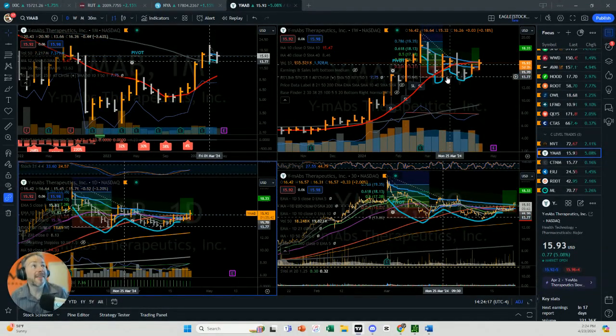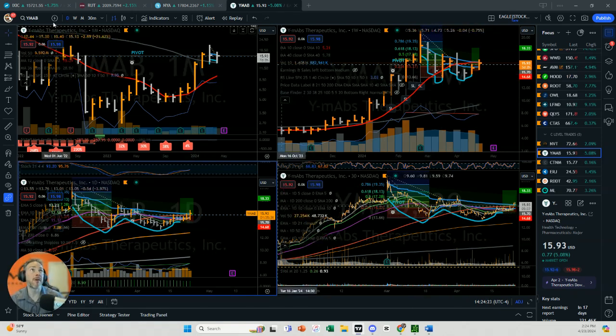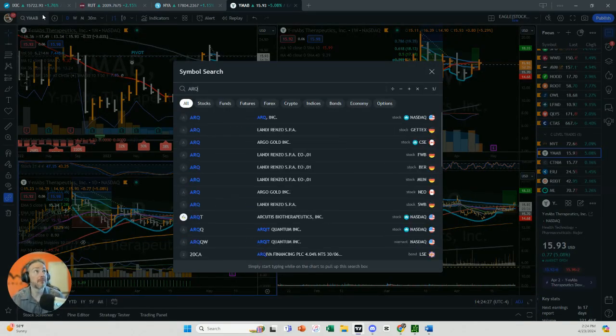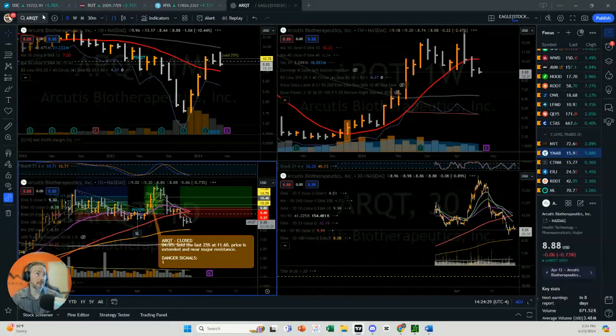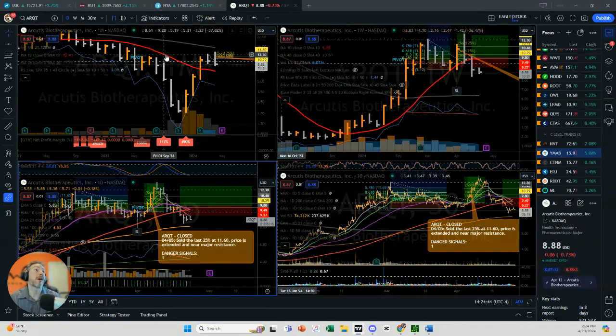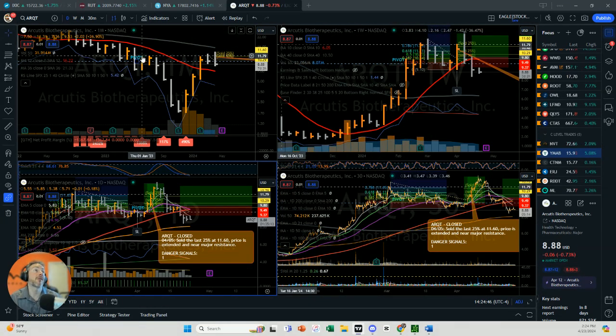Here's how I like to use the monthly. Remember a week or two back when we were looking at ARQT? Yeah. Do you remember why I decided to exit this position? Or part of the reason why? Part of the reason why was because price was getting to a monthly resistance zone.